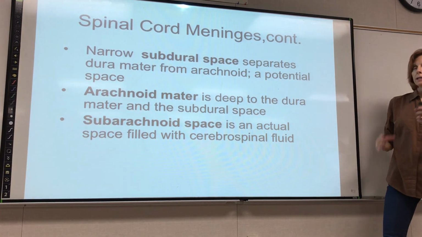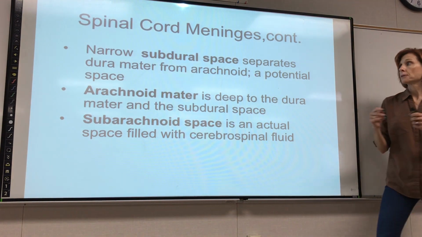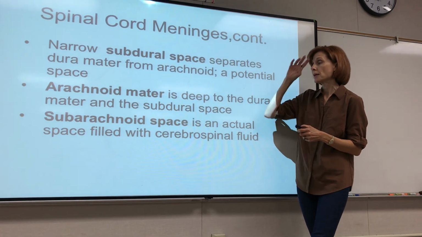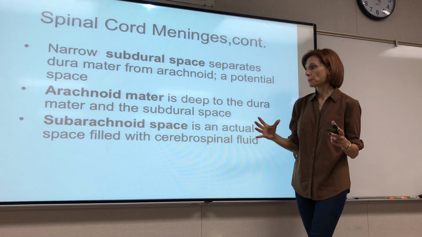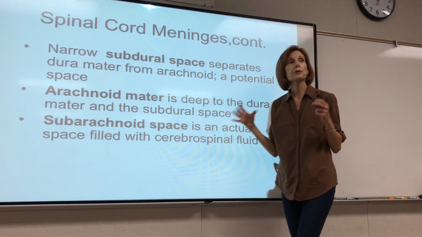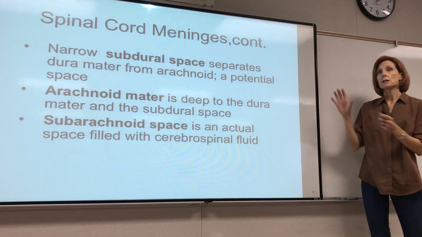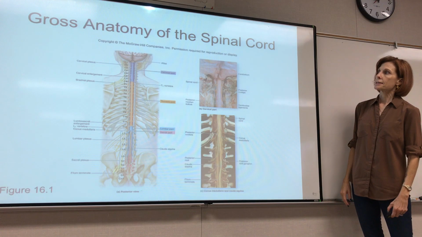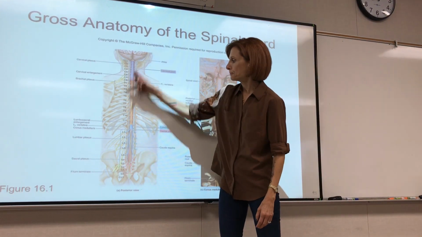So notice that, like the subdural space around the brain, the subdural space is a potential space around the spinal cord. And also, like around the brain, cerebrospinal fluid is in the subarachnoid space. So other than that one difference with the dura mater, the meninges are exactly the same around the spinal cord. Okay, so let's go on to look at this longitudinal view of the cord.